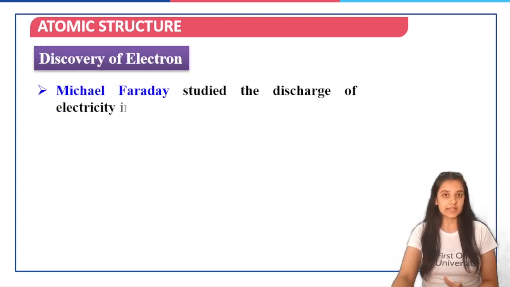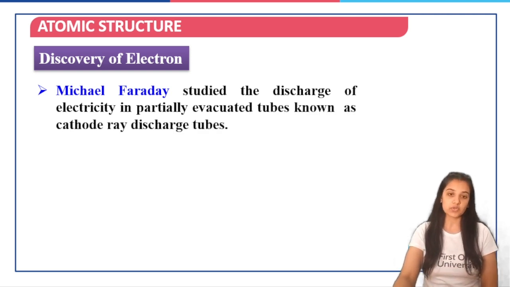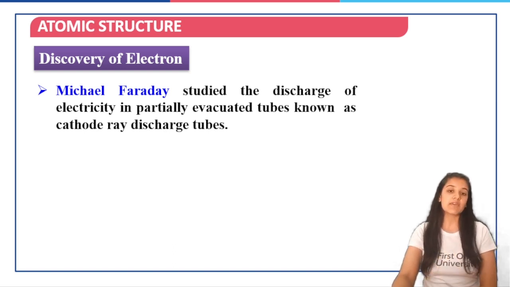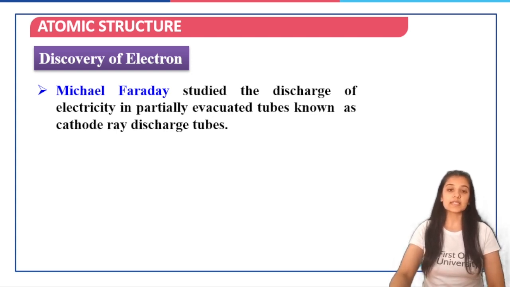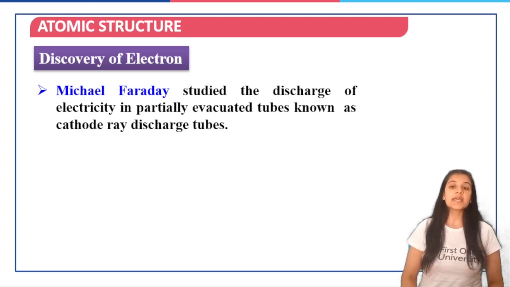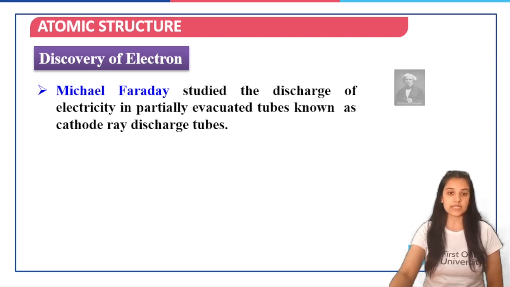So, finally, let us look at the discovery of the electron. Michael Faraday was the scientist who was studying the discharge of electricity, how electricity was being generated in partially evacuated tubes, which were known as cathode ray discharge tubes, also known as CRD tubes. He was making use of evacuated tubes, which had vacuum in them, and he was studying the discharge of electricity.